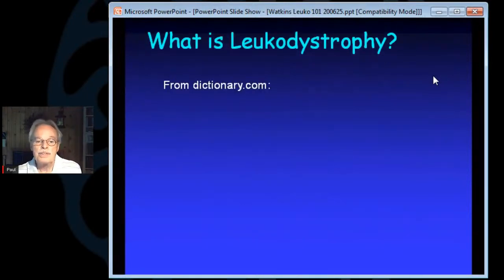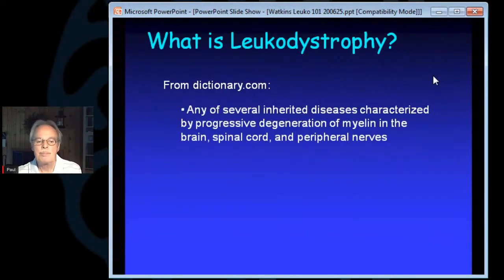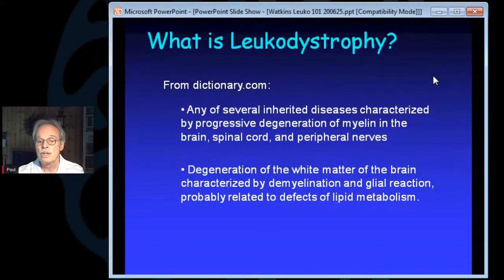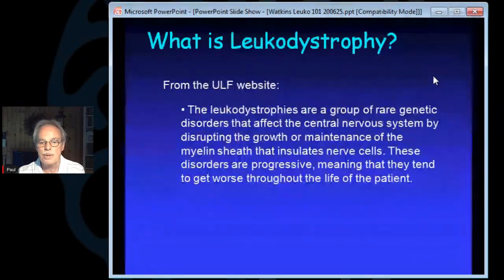If you look at a couple of dictionary definitions, here are a couple. Any of several inherited diseases characterized by progressive degeneration of myelin in the brain, spinal cord, and peripheral nerves. They also say degeneration of the white matter of the brain characterized by demyelination and glial reaction, probably related to defects of lipid metabolism. I'm going to read a couple more descriptions of leukodystrophy, and then we'll put together some common themes and look at the individual components.